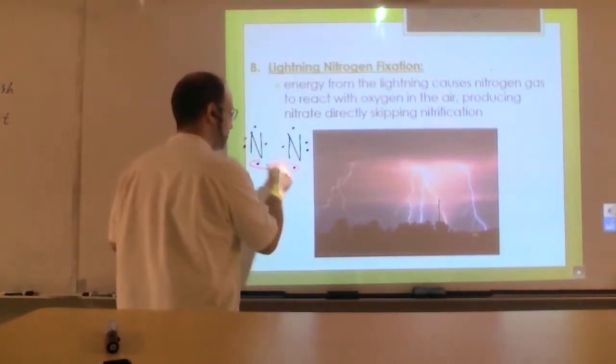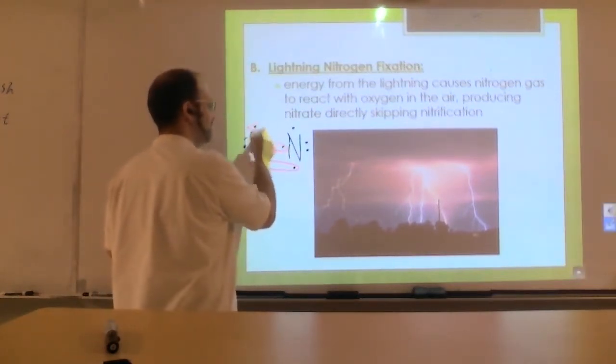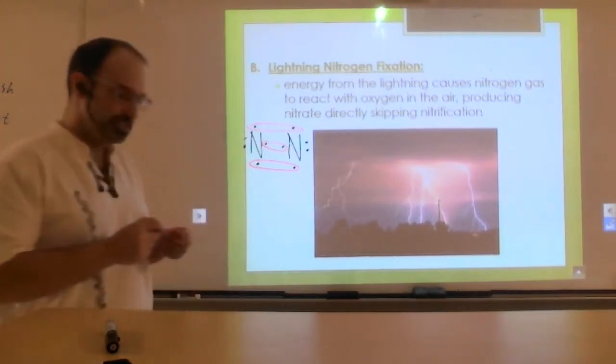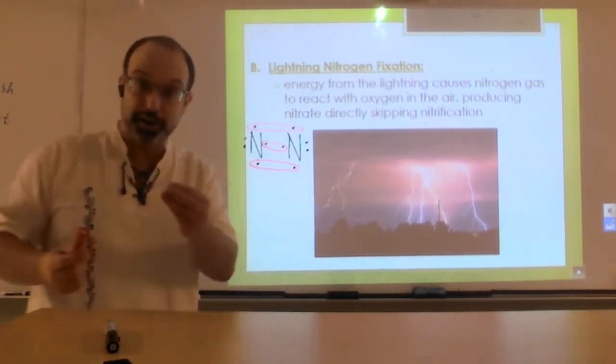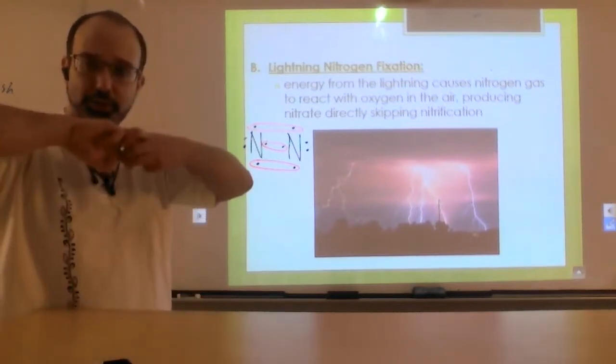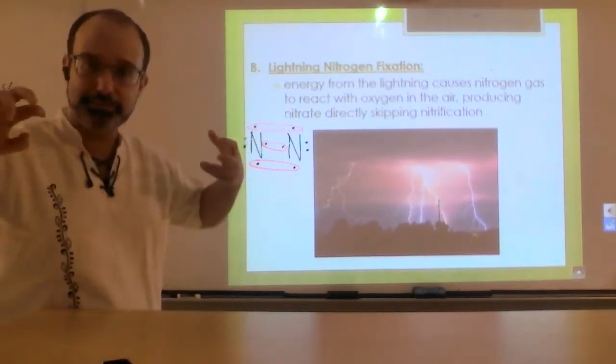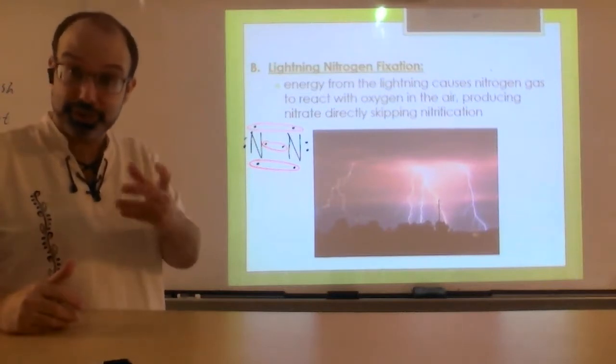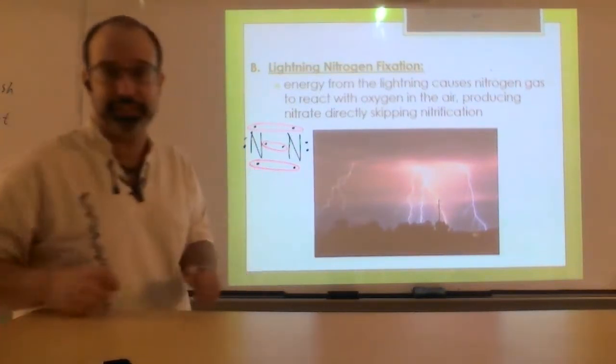So these 2 are going to share, these 2 are going to share, and these 2 are going to share. This is a triple bond. Triple bonds are really strong because there's like 3 things holding on to each other. Pulling that apart takes a lot of energy. How much energy? Direct hit with lightning.